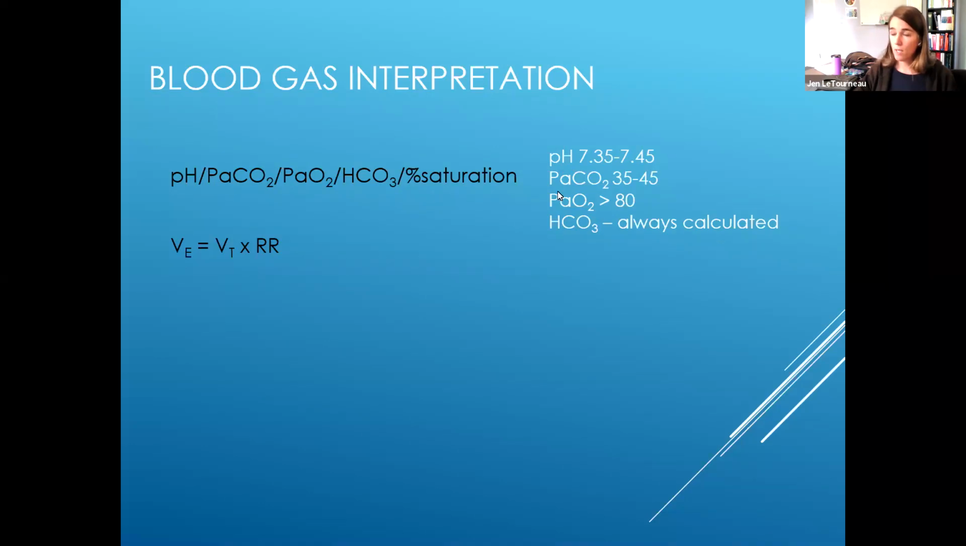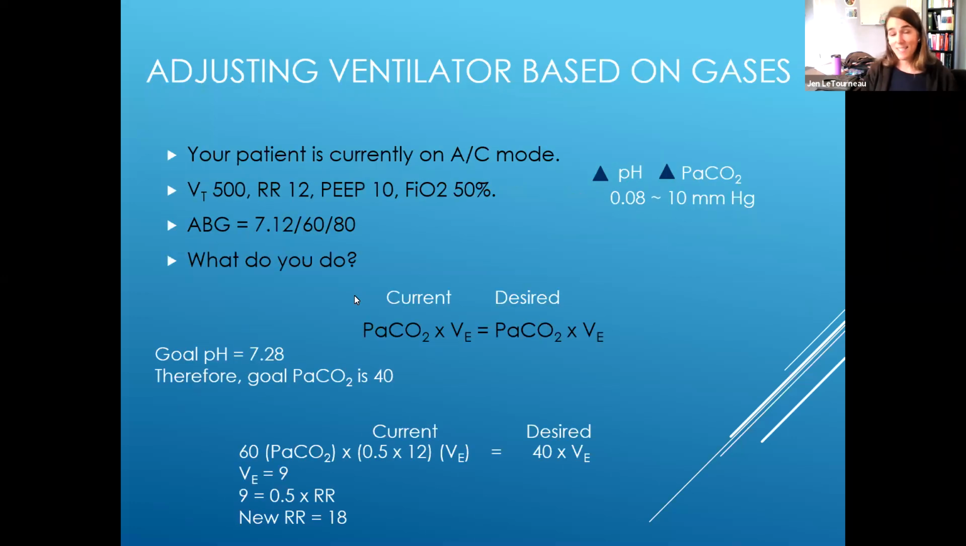Here's the range of normals, and keep in mind that minute ventilation is equal to the tidal volume times the respiratory rate. This is something that I frequently go over when you work with me in the ICU, so I'm going to do it here. When you get a blood gas, frequently you have to decide how you're going to adjust the ventilator. And I see people doing a lot of trial and error, which results in a lot more blood gases and a lot of wasted blood.